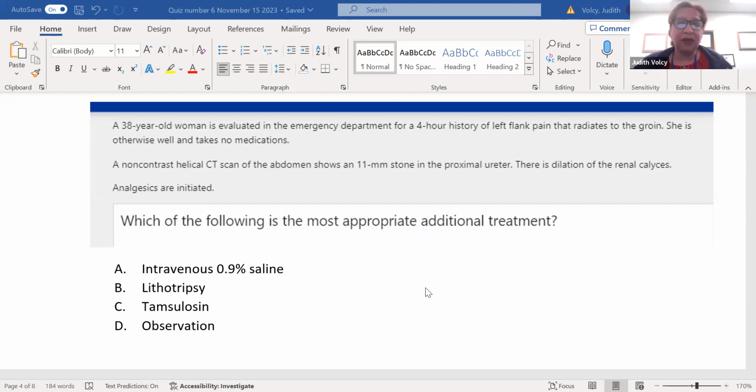And the key thing about this question is you have to know the millimeters of the stone are very important in terms of what you are going to do for management. So if you look at the size of the stone, it's 11 millimeters. It will never be able to be passed naturally by itself.